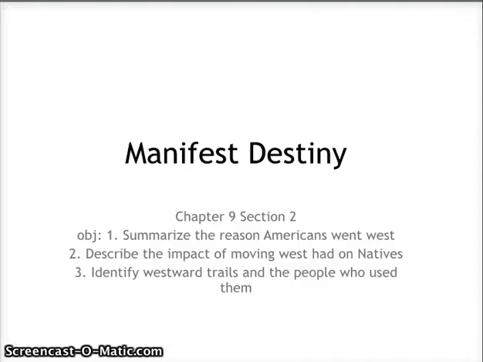So this week we're looking at Manifest Destiny. This is chapter 9.2. We have three objectives. I'm going to be going over the objectives with each slide, so make sure you pay attention to the objectives for each.